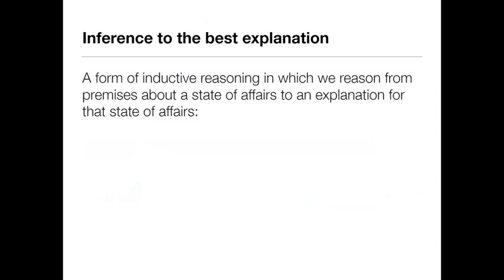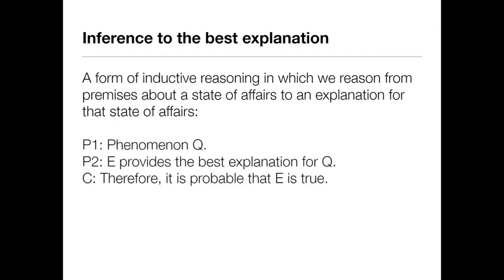So more specifically, with reference to inference to the best explanation, as I said, this is a form of inductive reasoning. More specifically, it's the kind of reasoning in which we reason from premises about a state of affairs to an explanation for that state of affairs. So it typically has the argument structure as follows. We have some phenomenon, Q, that we want to explain. We have another premise where we assert that some evidence, call it E, provides the best explanation for Q. And then we conclude or infer that therefore it's probable that E is true.